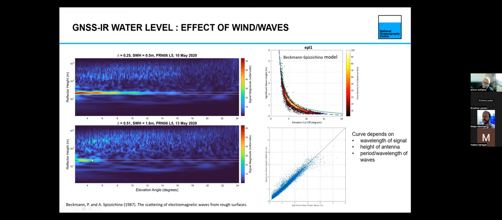The plot on the right is where we estimate this cutoff elevation angle every time. We plot that elevation angle against significant wave height, and these are the results for this one site, EPL1, which is again in the southern North Sea. We see that the elevation cutoff angle does indeed relate to the significant wave height. So we can use those elevation cutoff angles to estimate significant wave height from the reflectometry. The curve here depends on several things: the wavelength of the signal, the height of the antenna, and the period of the waves.